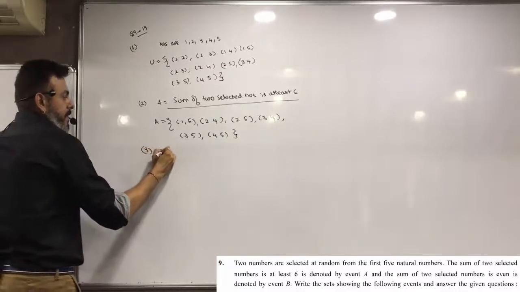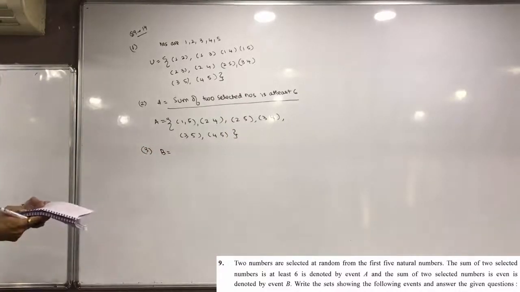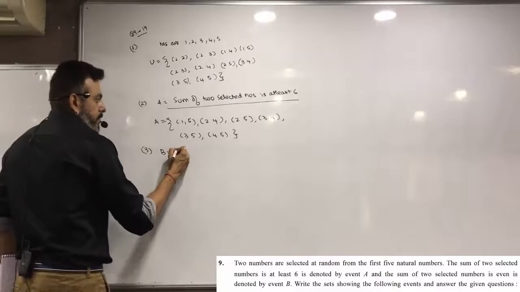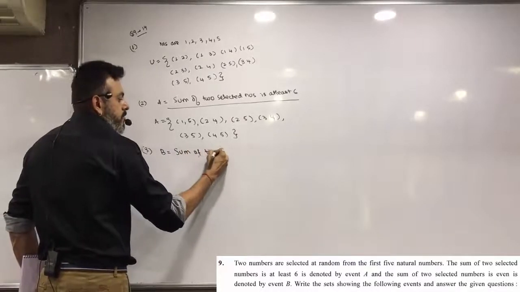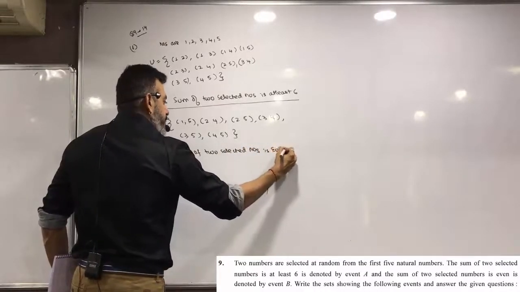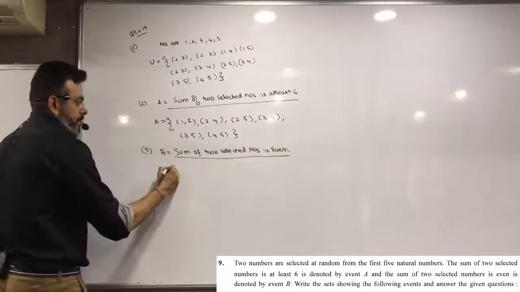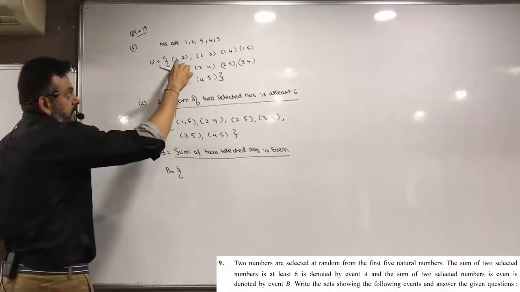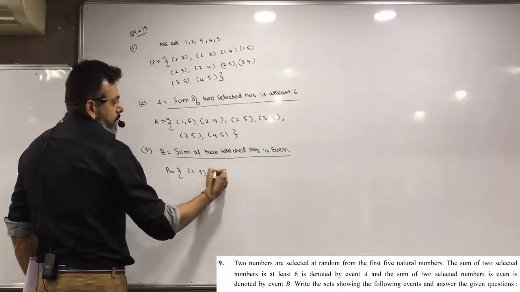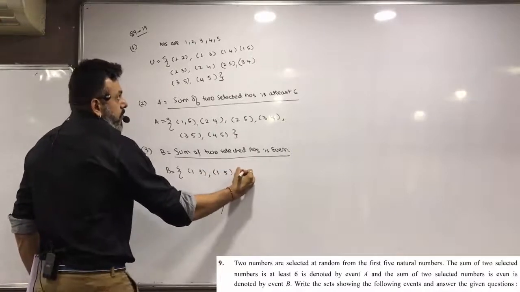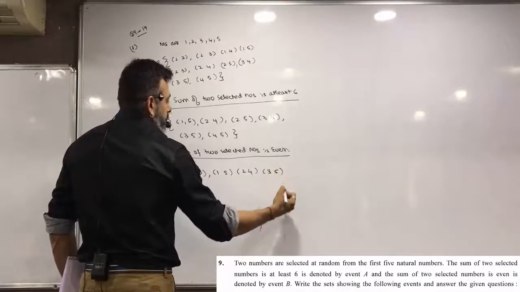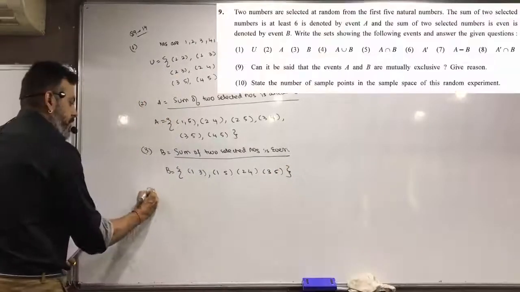Third, B is equal to the sum of two selected numbers is even. Now over here, B is equal to the sum is even. So 1 and 2, 3, so it is odd. So 1, 3, 1, 4, 1, 5, 2, 4, 2, 5, 3, 4 not come, 3, 5. That's it.